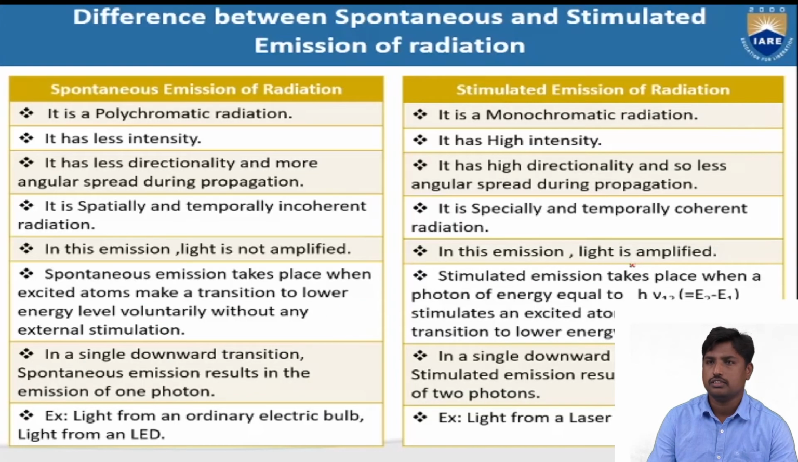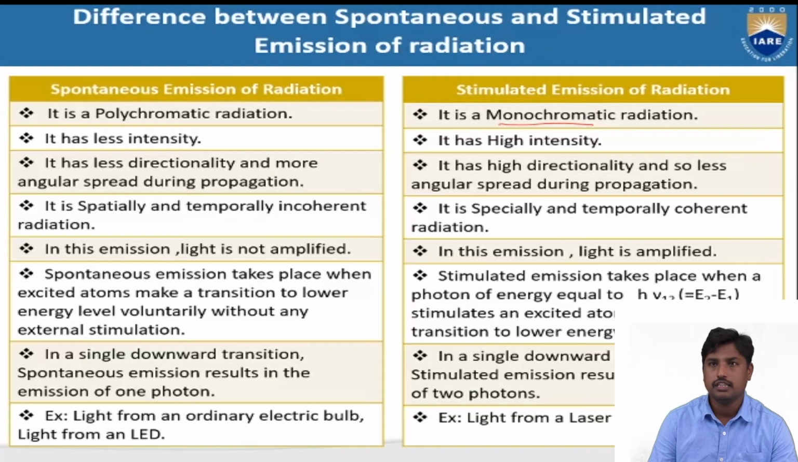This type of emission is known as stimulated emission. And these are some differences between stimulated emission and spontaneous emission. Spontaneous emission is polychromatic, in different colors; the wavelengths are different, because the de-excitation occurs between many energy levels. But stimulated emission occurs between two energy levels. That's why it is monochromatic radiation. Laser light is produced as monochromatic radiation.